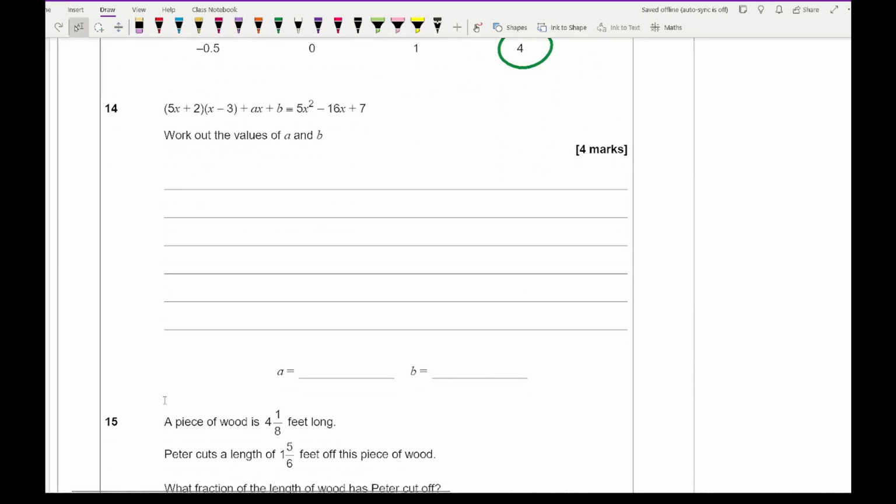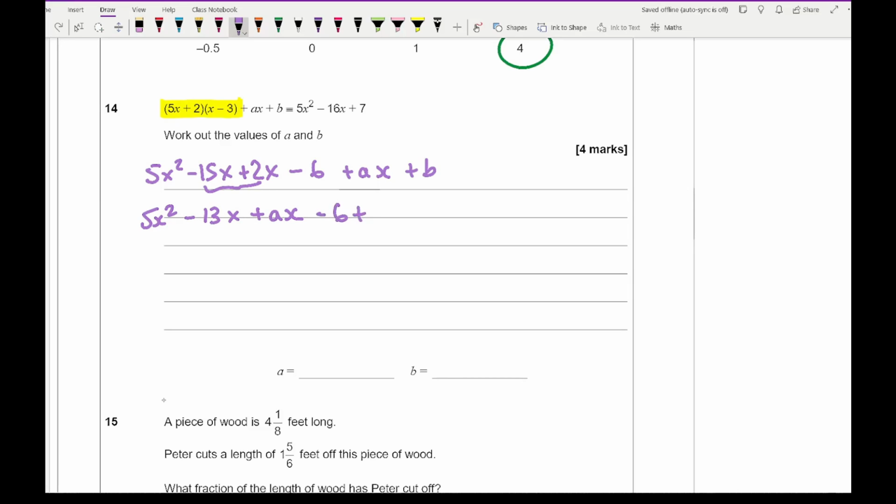For question 14, it says we've got to compare the coefficients. So for this, if I expand these two brackets, I get 5x squared, and it's going to be minus 15x plus 2x minus 6, and that's plus ax plus b. If I neaten these two up, I get 5x squared, and that's going to be minus 13x plus ax. I'm just going to mix them around, and then I've got minus 6 plus b.